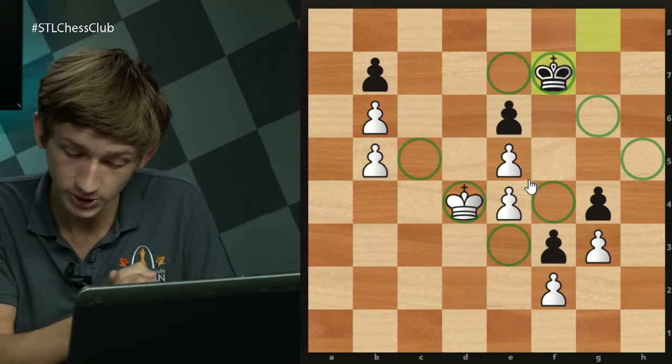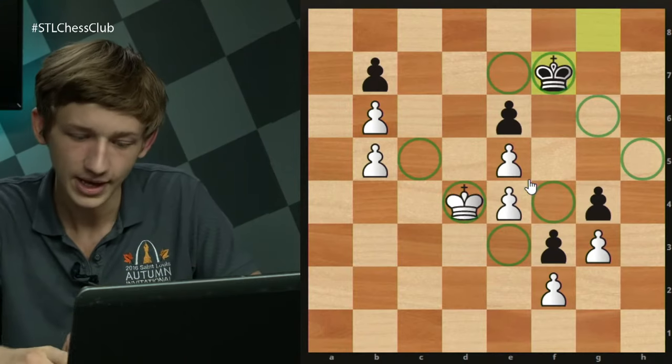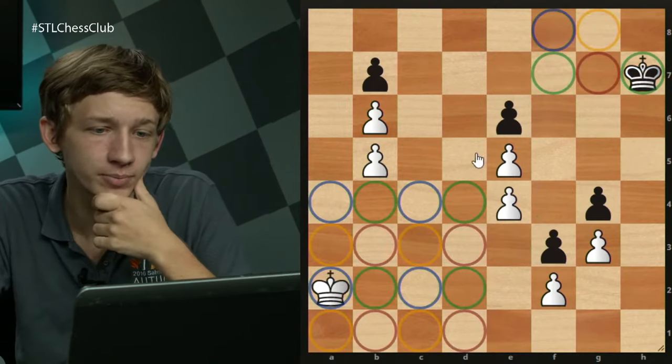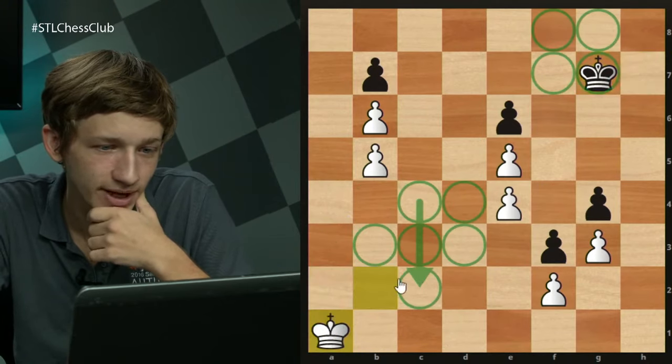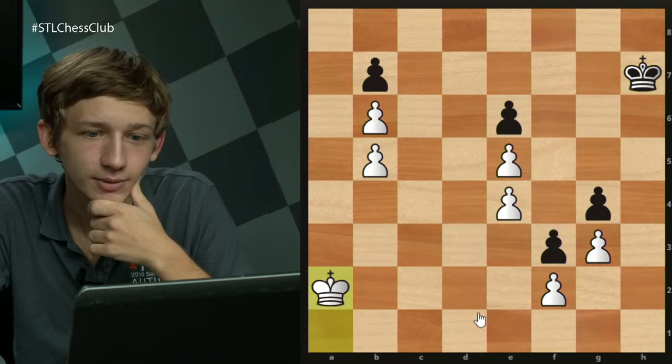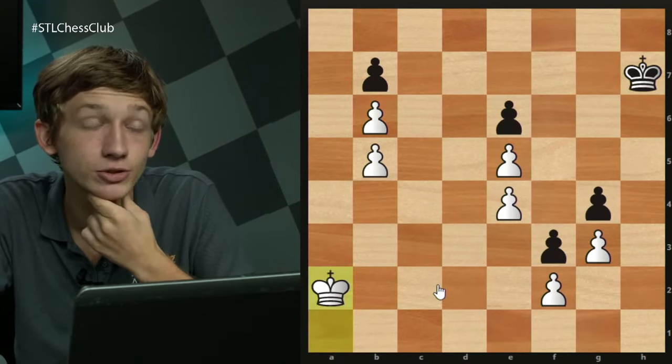Is it a draw if you go to the wrong square? That's correct. If it was black to move first, what would be the outcome? That's a good question. Let's get the position with black to move. Black to move here. And actually, it is black to move and draw.